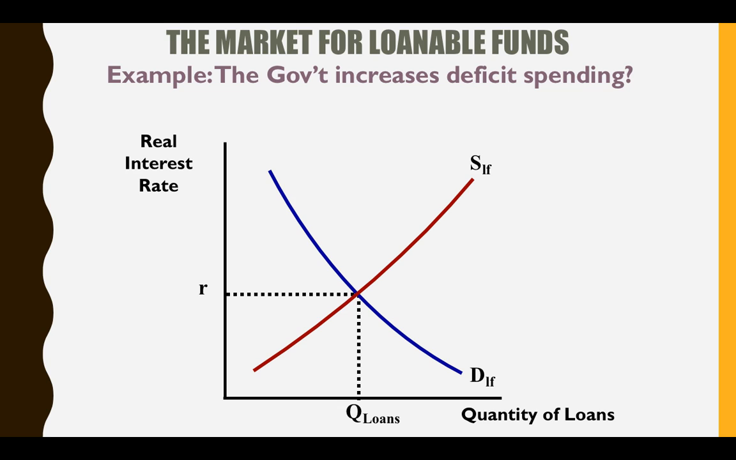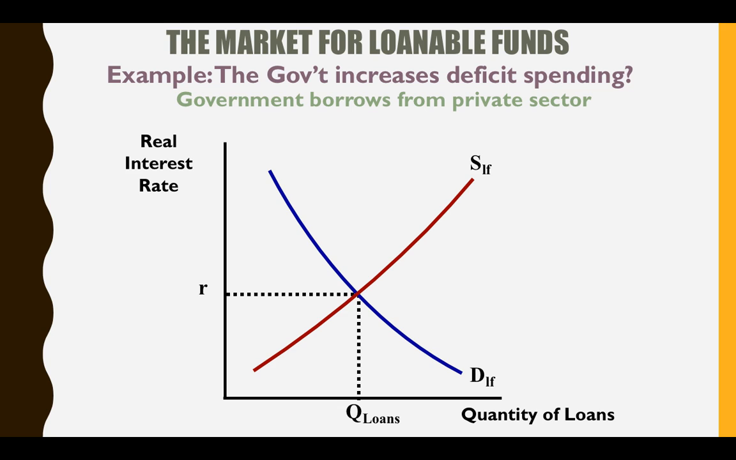Well, how do you spend money that you're not raising? You borrow it. And where do you go to borrow it? You go to the loanable funds market. So what happens if the government increases deficit spending? Well, they borrow from the private sector. If you're a bank, if you're a lender, would you rather loan your money to the government, businesses, or individuals? Well, you want to loan to the government, right? They have a 100% repayment rate. The government has never defaulted on one of their debts.